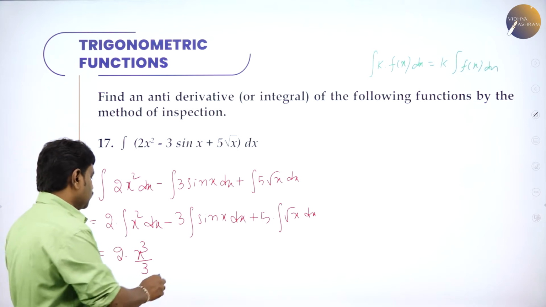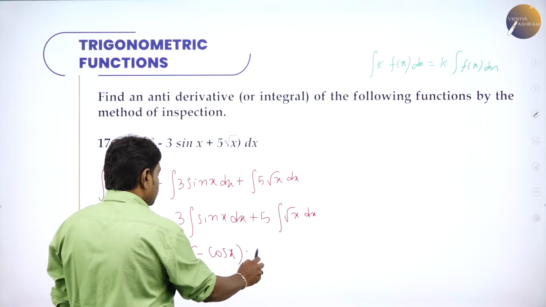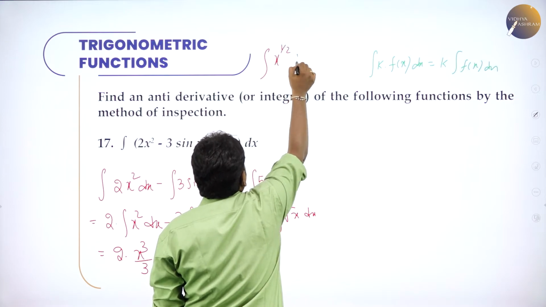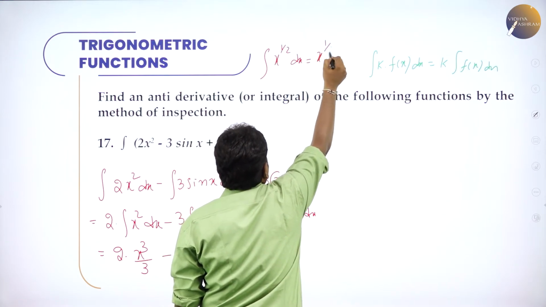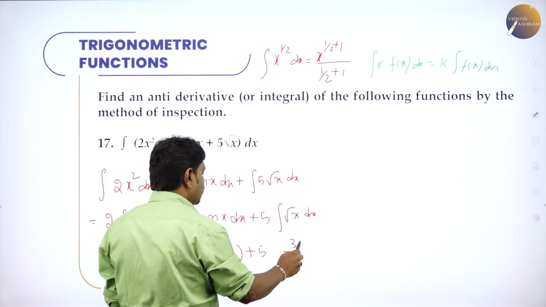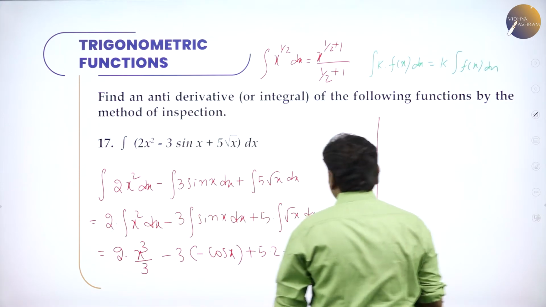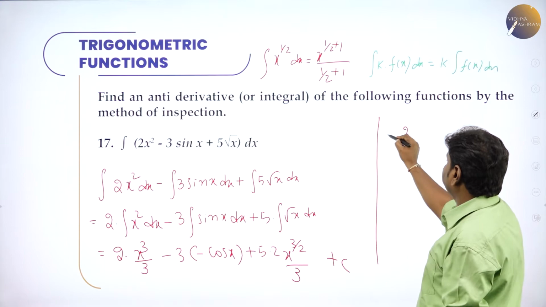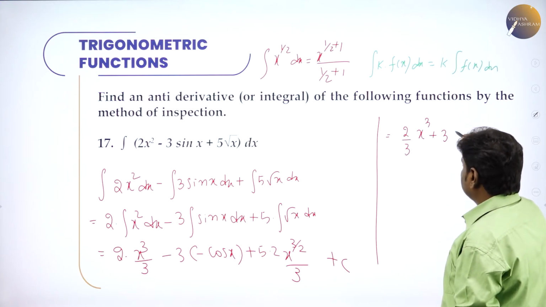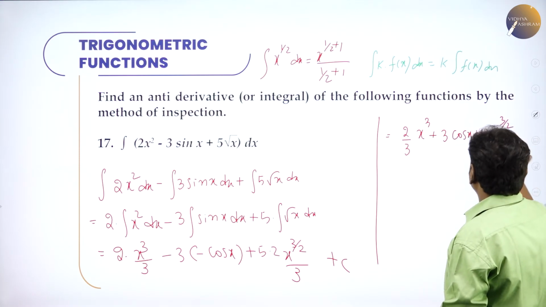x power n plus 1 by n plus 1, minus 3 into the integration of sin x, which is minus cos x, plus 5 into the integration of root x. Root x means, the integration of root means what? Power half. Power half means it will become x power half plus 1 by half plus 1. Half plus 1 is what? 3 by 2. So it will become x power 3 by 2 divided by 3 by 2, goes up, plus c. So now the final result, simplify and write. So it will become 2 by 3 x cube, minus into minus plus 3 cos x, plus 5 into 2 is 10 x power 3 by 2 by 3 plus c.